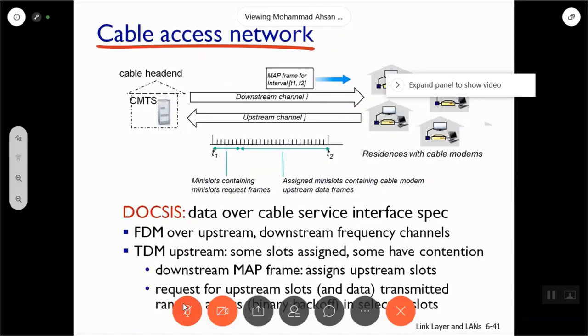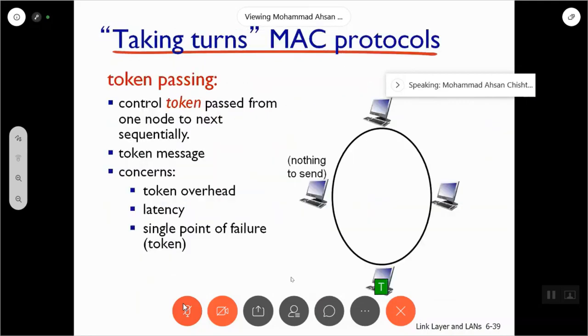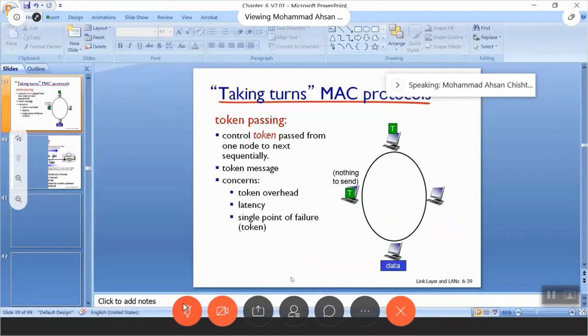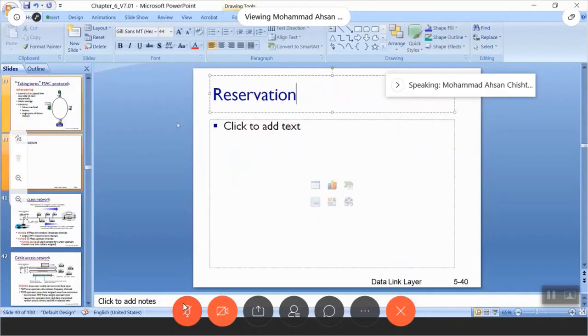Okay, it doesn't mention a third one here, so I have to put in the third slide. After the taking turns, I had mentioned the third one, that is the reservation protocol. So let's discuss the third and the last one.